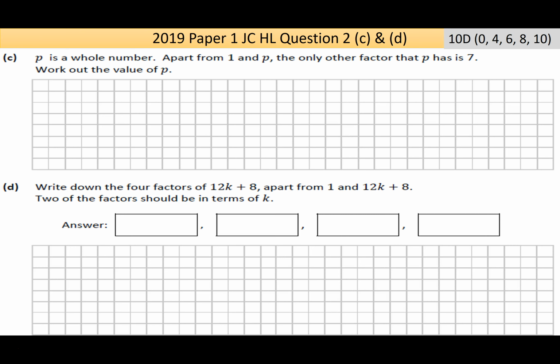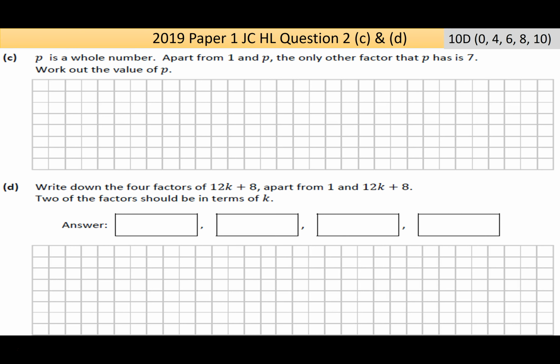Now part C here, C and D are marked together, it's worth 10 marks. It says P is a whole number. So again, 1, 2, 3, 4, or minus 1, minus 2, minus 3, minus 4. Apart from 1 and P, the only other factor that P has is 7. Work out the value of P. So apart from 1 and itself, the only other factor that P has is 7.